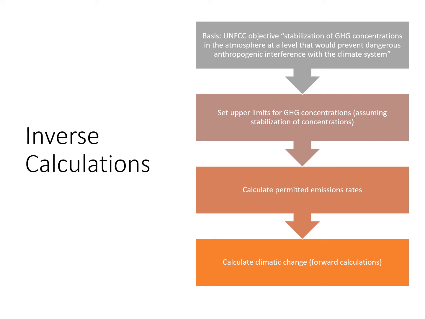Scientists can use inverse calculations to determine emission scenarios to keep temperatures below 1 to 2 degrees Celsius. Using this approach, a stabilization of atmospheric carbon dioxide concentrations is determined that would prevent warming above a target of 1 to 2 degrees Celsius. From this, allowable emissions are estimated, and then forward calculations are used to determine the climate outcome.